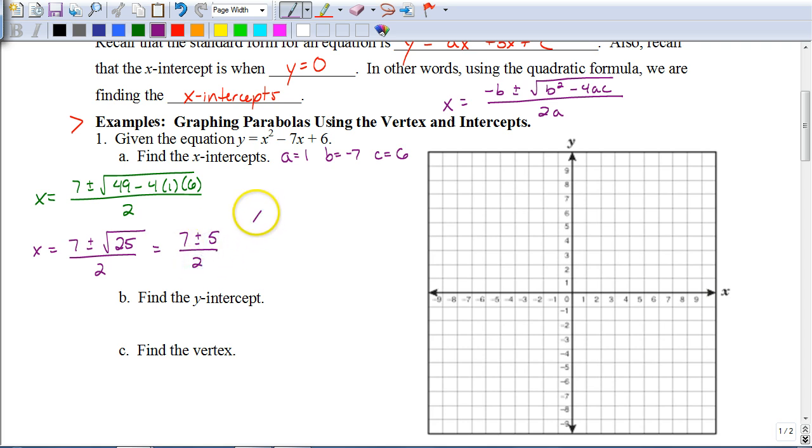So recall from yesterday that what this means is you take 7 plus 5 is 12, and 12 divided by 2 is 6. And our other value for x is when 7 minus 5, divided by 2: 7 minus 5 is 2, and 2 divided by 2 is 1. So our x-intercepts are at 6 and 1. Now these are coordinates, so we want to write them as coordinates. Instead of just saying 6 and 1, it's going to be the point (6, 0), where x is 6 and y is 0, and (1, 0), where x is 1 and y is 0.